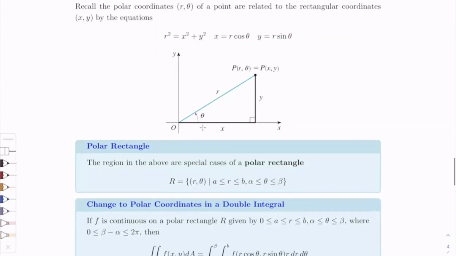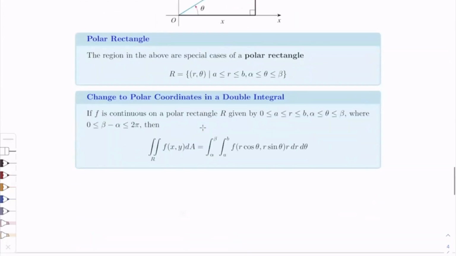Then there's something called a polar rectangle, which is in this form, where your r is between two numbers and your theta is between two angles. Something that looks like this is called a polar rectangle. And if you have a polar rectangle, then you can compute your integral in this way. It's pretty simple. The only thing that people might make a mistake on is missing an r here. Make sure it's f of this and then r dr d theta. Okay?